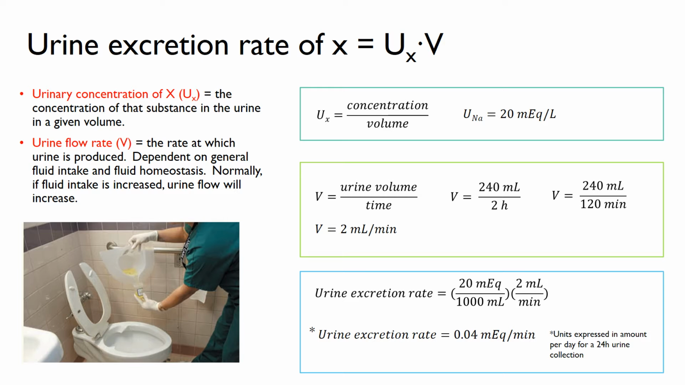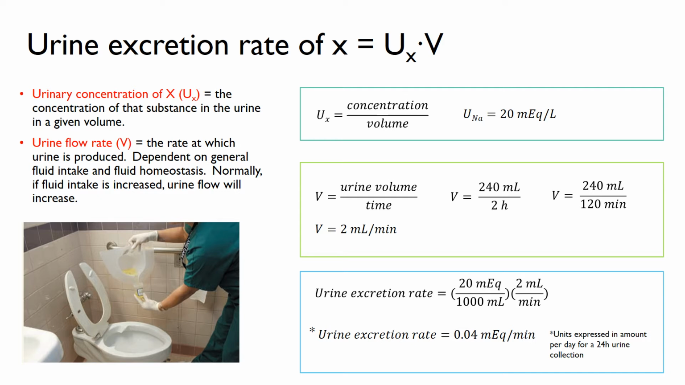This is the concentration of whatever X is in the urine at a certain volume of that urine. Now, very commonly you would see V and you might think volume. V does not equal volume. V equals urine flow rate. Urine flow rate is the rate at which urine is produced. Now, this is generally dependent on your fluid intake and body fluid homeostatic balance. But in general, if fluid intake is increased, urine flow will increase. If you drink a lot of water, your urine output should be increased, especially in a healthy kidney.